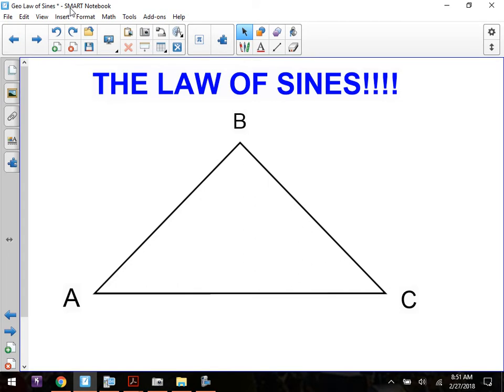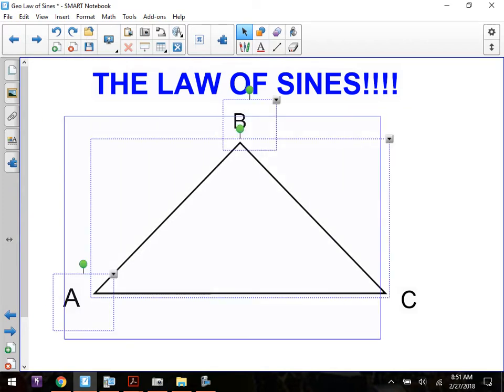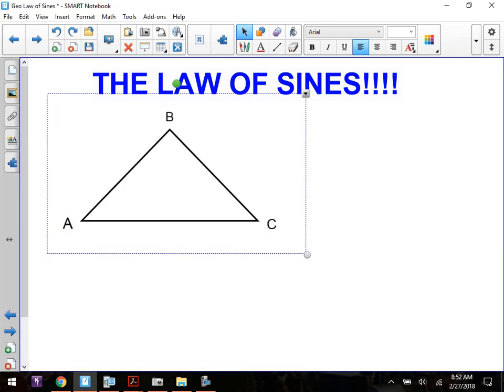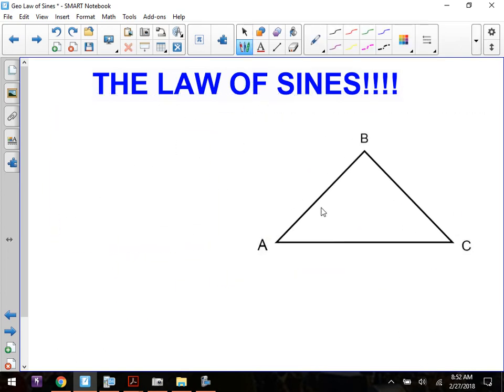In trigonometry, there are situations where you can still solve triangles, solve for all the missing parts, even if you don't have a right triangle. Law of sines is one of those scenarios that allows us to do that. Law of sines is used when you don't have a right triangle.